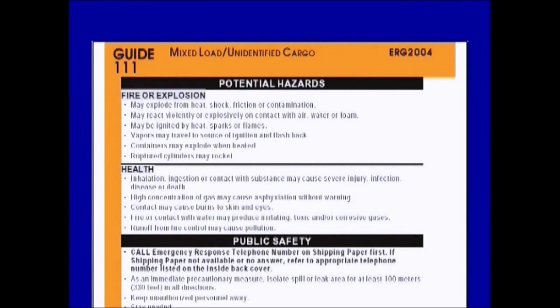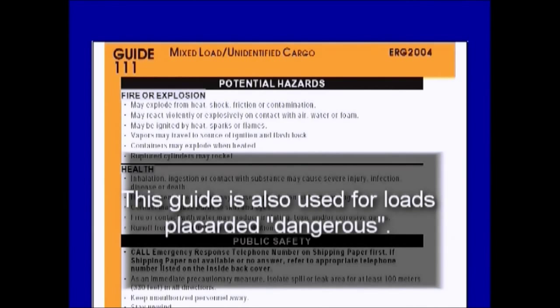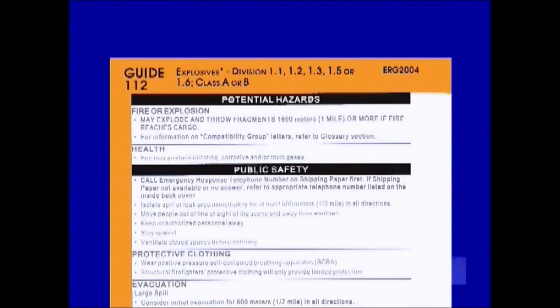Let's take a look at the 3-digit number guide section. The first guide is number 111. This section contains the basic precautions and hazards for mixed loads or unidentified cargo. This guide is also used for loads placarded dangerous. Dangerous goods contain 2 or more Table 2 commodities on a particular vehicle. Guide 112 covers most of the explosive divisions and classes.